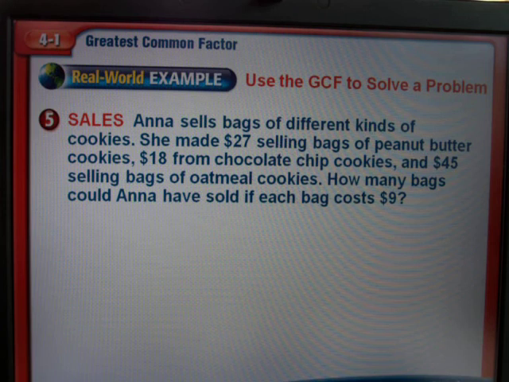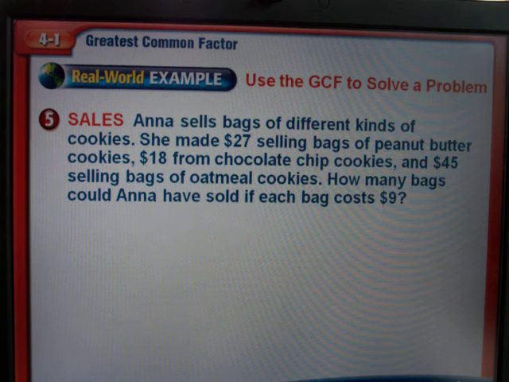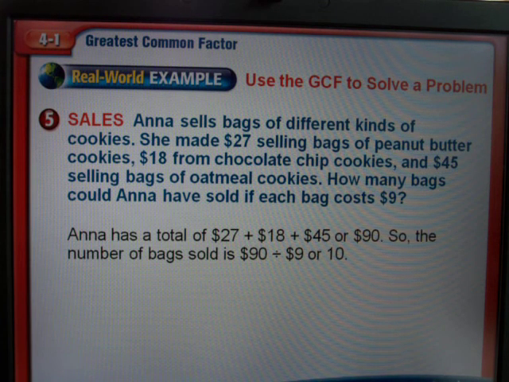So now, Anna again is selling different kinds of cookies. She made $27 selling peanut butter cookies, $18 from chocolate chip, and $45 from oatmeal. How many bags could Anna have sold if each bag costs $9? So now this is just taking it to the next step, where you're figuring out how many bags she sells. She has $90 total, and so we take our total amount divided by 9, and that's 10.